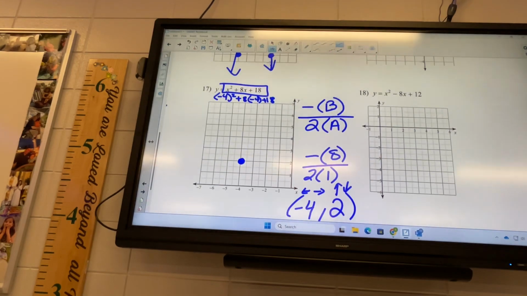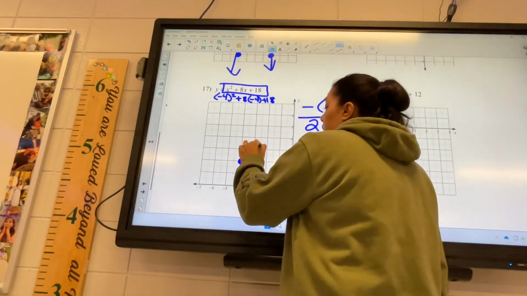Okay, after that vertex, then what do we do? Up 1 over 1, and then what? Up 4 over 2, okay?